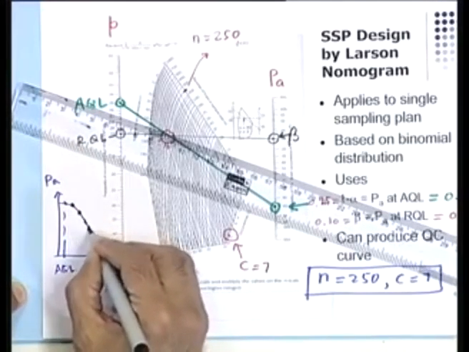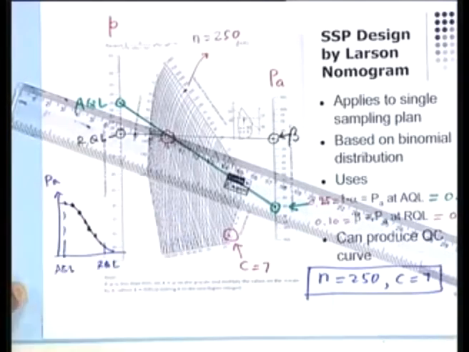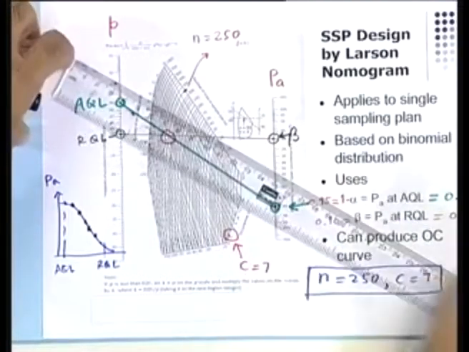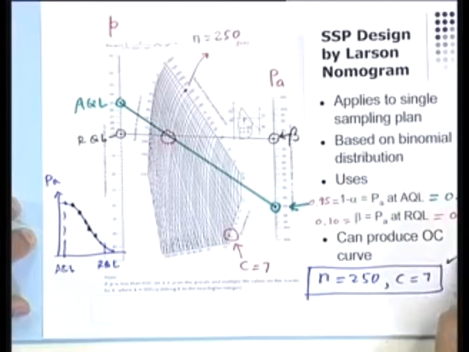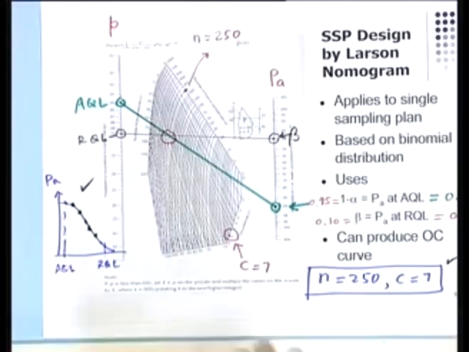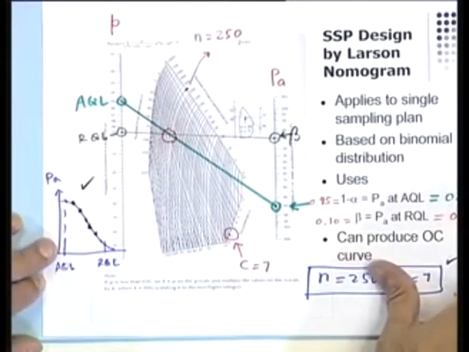These points I kept finding for the OC curve, then of course I join them. I end up with my OC curve also. And once I have the NC plan, I have this one and I have this one, my sampling plan is completely designed. So it's a great way to get your quick and dirty plan.